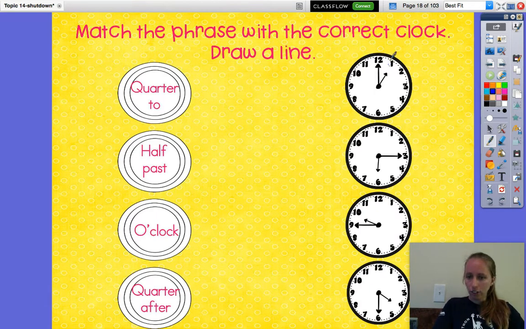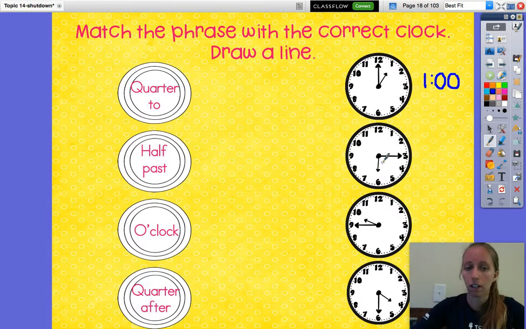Okay, so let's figure out what this time is. First, I'm going to look at the hour. I can see it's on 1, so the time is 1 o'clock, right? But what's the minute hand? The minute is on 12. When it's on 12, do I write 12 here? No, remember, I skip count by 5s, but when I'm right on the 12, I know that's right when the new hour is starting. So that's really 0. We haven't gone anywhere yet. So that's 1 o'clock.